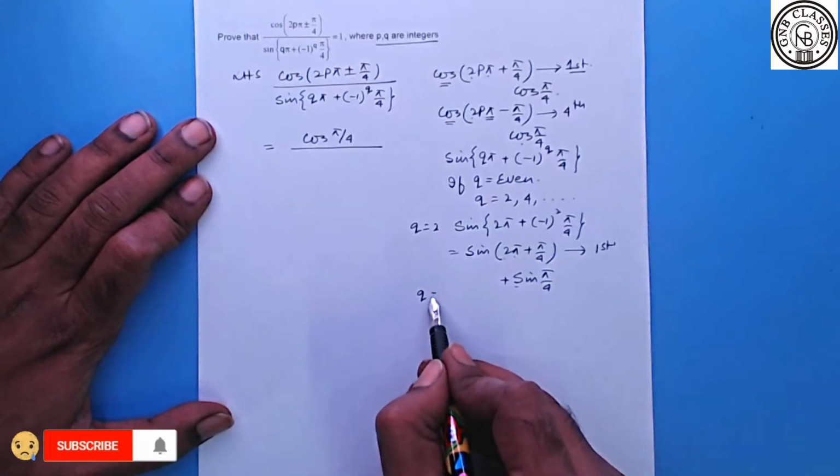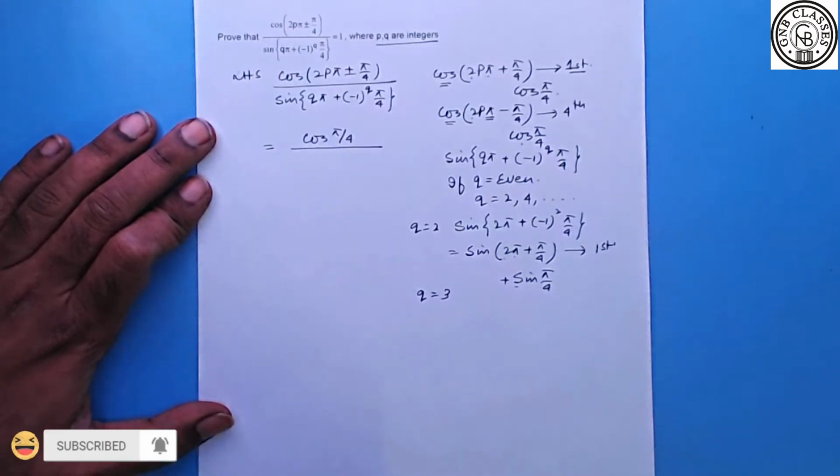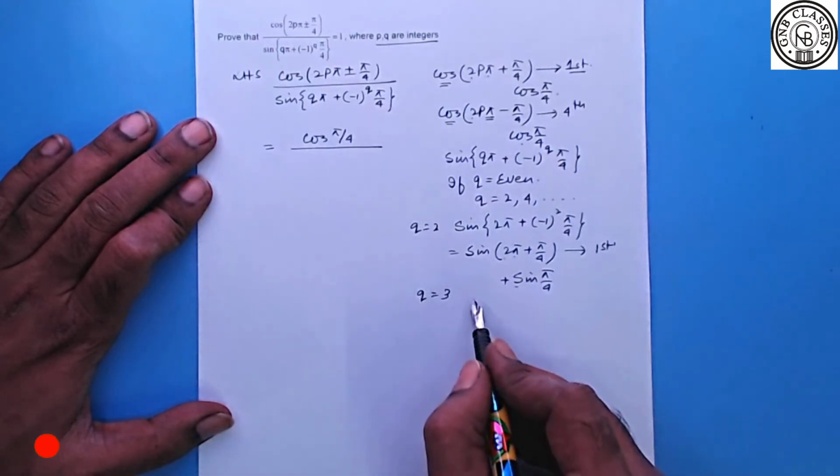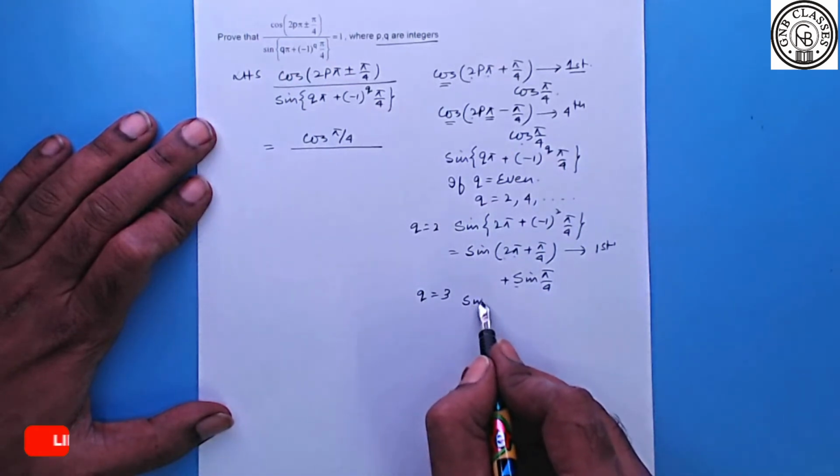Now if I take q as odd, any odd you take, I am taking 3, you can take 5, 7, whatever you want. So what happens in that case?